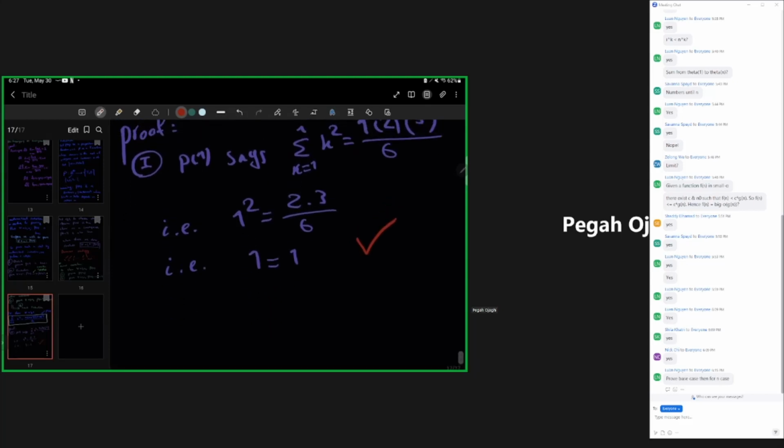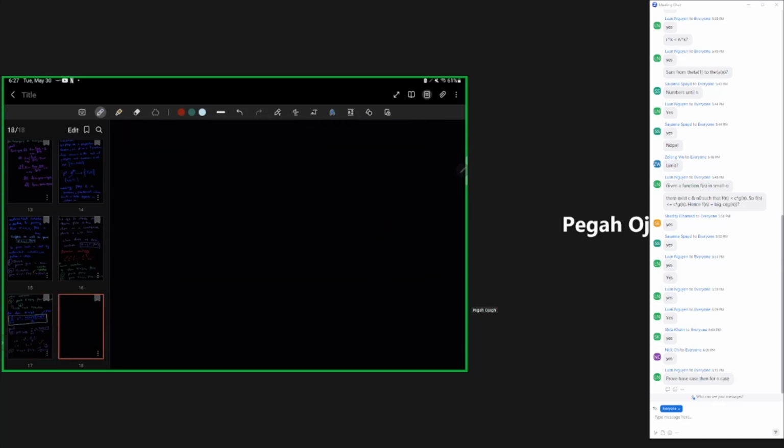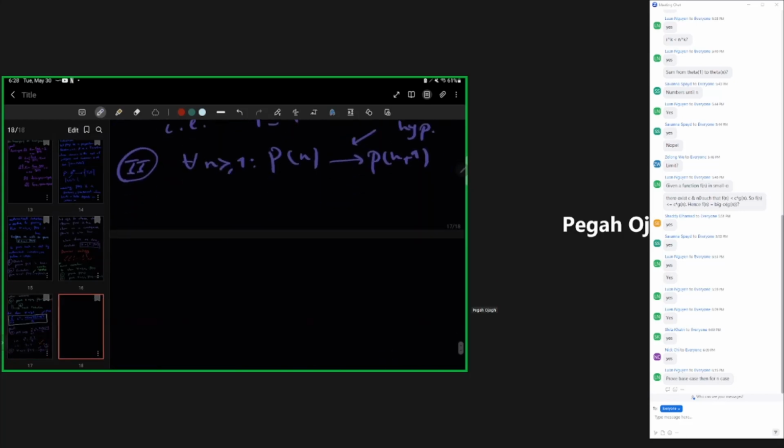What should we do for the second part? Then we need to do the induction. Let's do the second part. For all n greater than 1, we say Pn is true, and we prove Pn plus 1 is true. We say induction hypothesis. So let's show Pn is already true, and then show Pn plus 1 is true too.